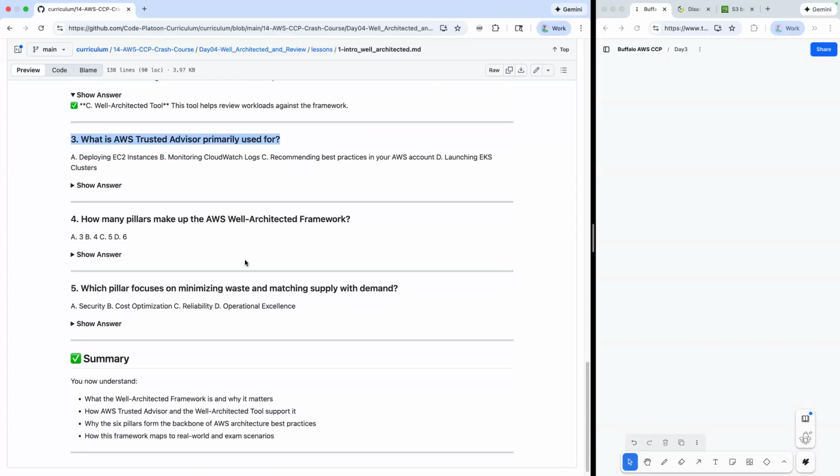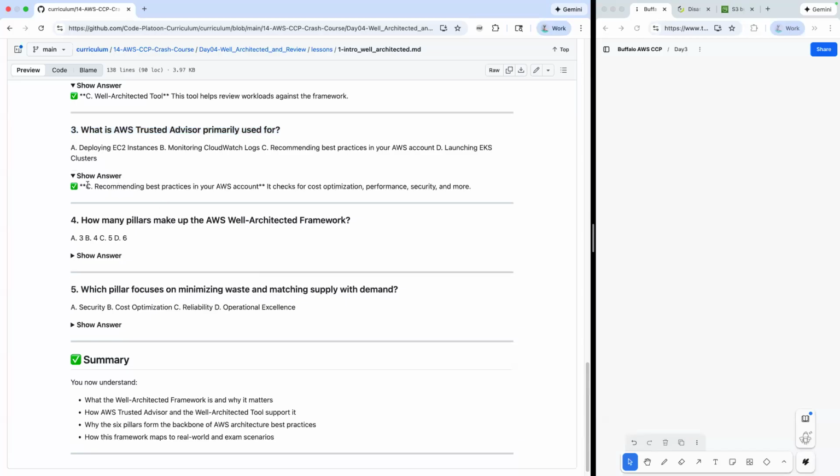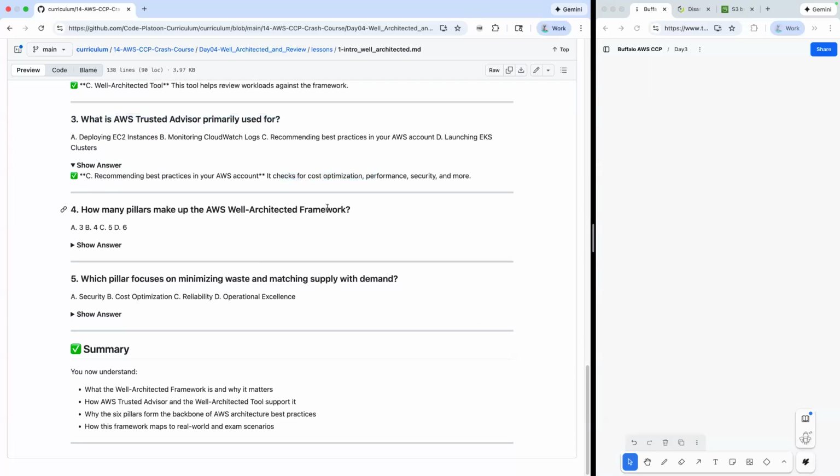And Arnold, what is the AWS Trusted Advisor mainly used for? And it's used for recommending best practices in my AWS account, right? The Trusted Advisor looks for best practices. It'll check for cost optimization, performance, and security. AJ, how many pillars make up the well-architected framework?